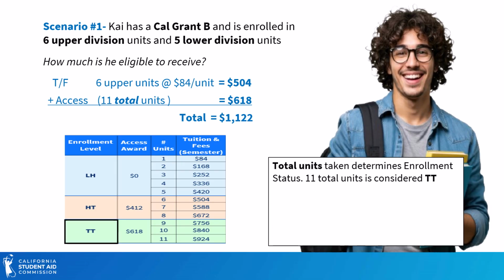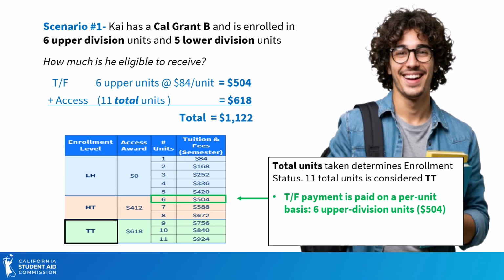Total units enrolled determines enrollment status. 11 total units is considered three-quarter time. Tuition and fees is paid on a per unit basis. The Cal Grant tuition and fees payment for 6 upper division units is $504. Access is paid on the enrollment status of three-quarter time or $618. Remember, access awards are paid in the traditional manner according to the enrollment level reported, three-quarter time, not on a per unit basis like tuition and fees, so access awards never need to be adjusted.